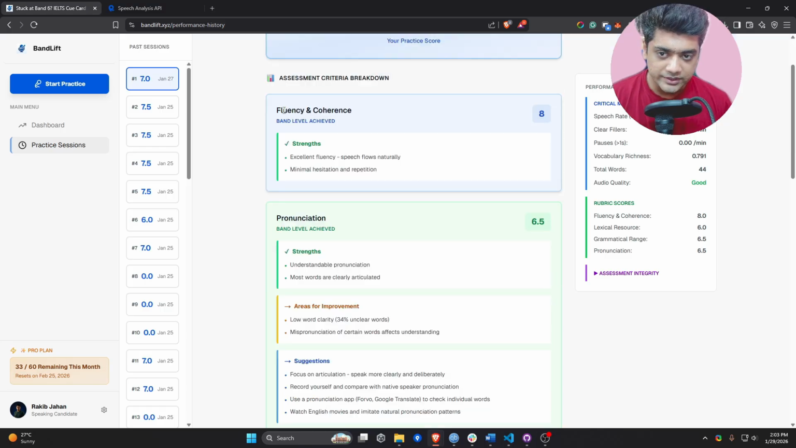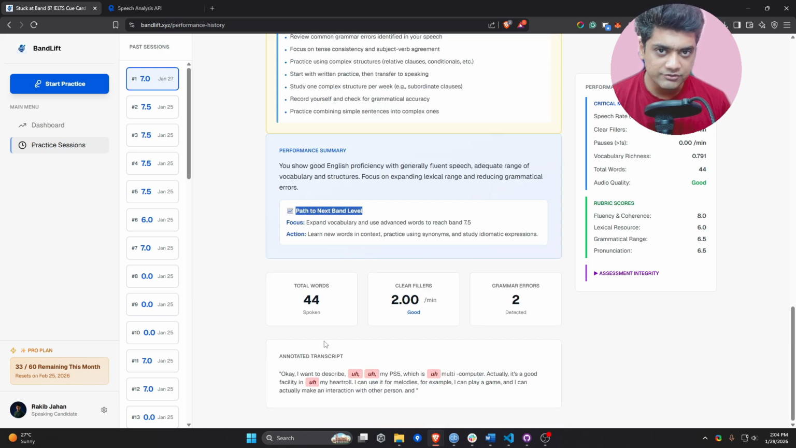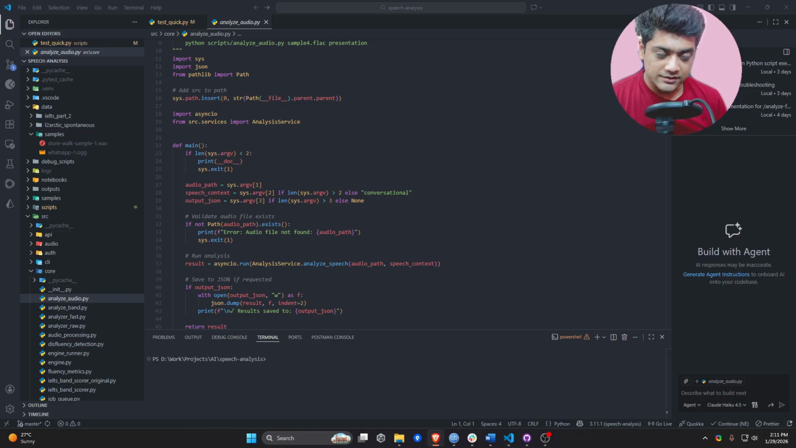So here is where we have the fluency and coherence rubric, your band score on that exact rubric, what your strengths were, and it also shows your areas for improvement. At the end, you can find the annotated transcript. It is built with Python and the API was exposed with FastAPI.